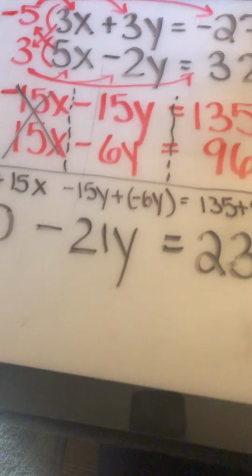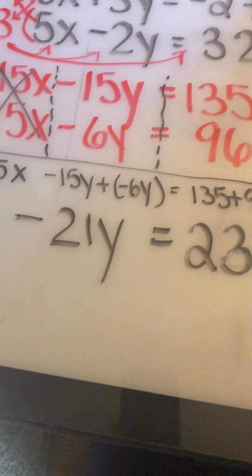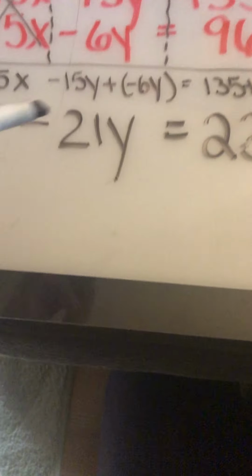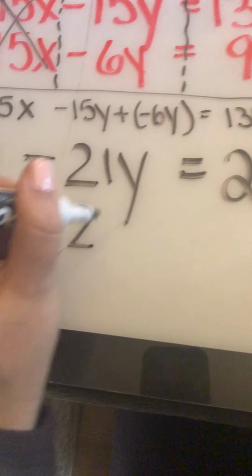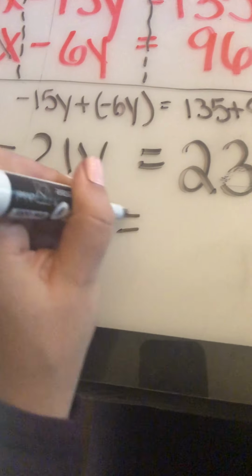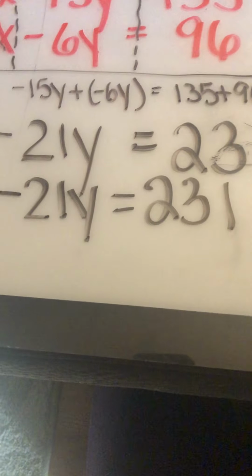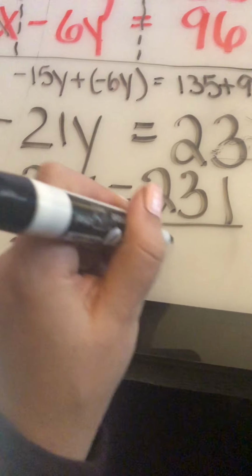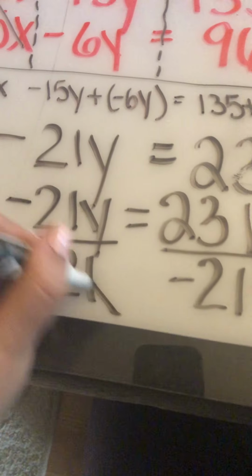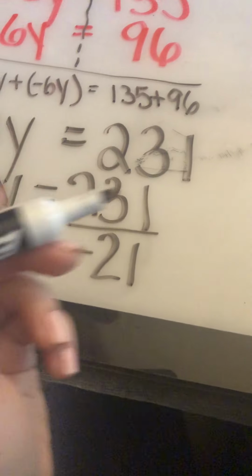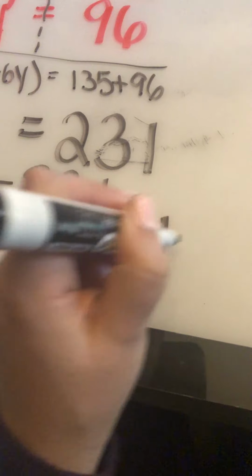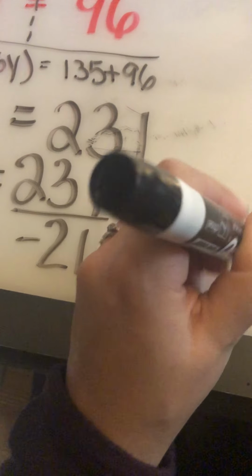Okay, so then we like to rewrite it without the 0 there. So I'm just going to write that over here. Negative 21y equals 231. To get y by itself, we'll divide by negative 21 on both sides. These will cancel, so we'll be left with the quotient 231 divided by negative 21 equals negative 11.